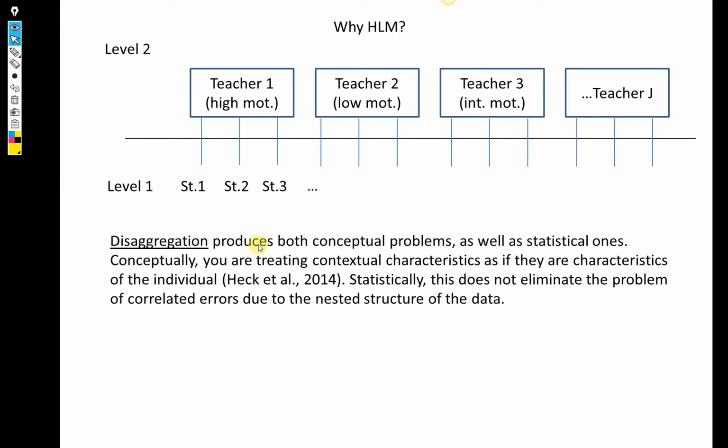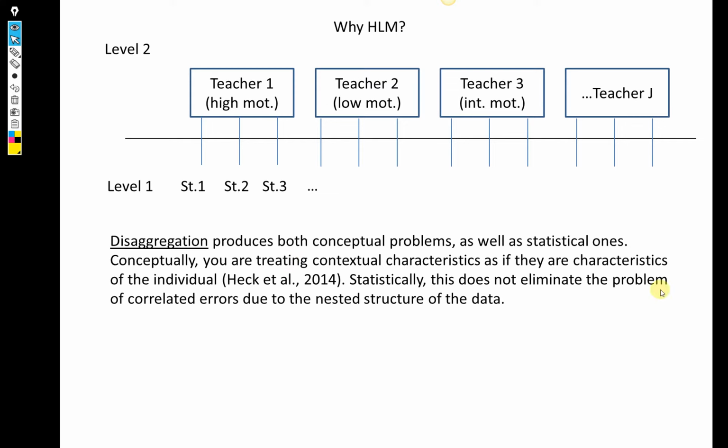So disaggregation, though, is problematic as it produces conceptual and statistical problems. Conceptually, you're treating contextual characteristics from a higher level of the nesting structure as if they're characteristics of the individual. So it doesn't really make sense to include teacher motivation as a student level predictor of student achievement. So that's a conceptual problem right there.